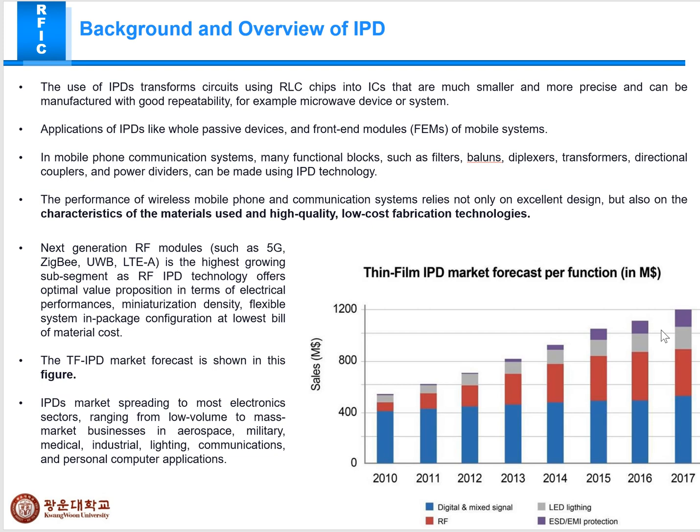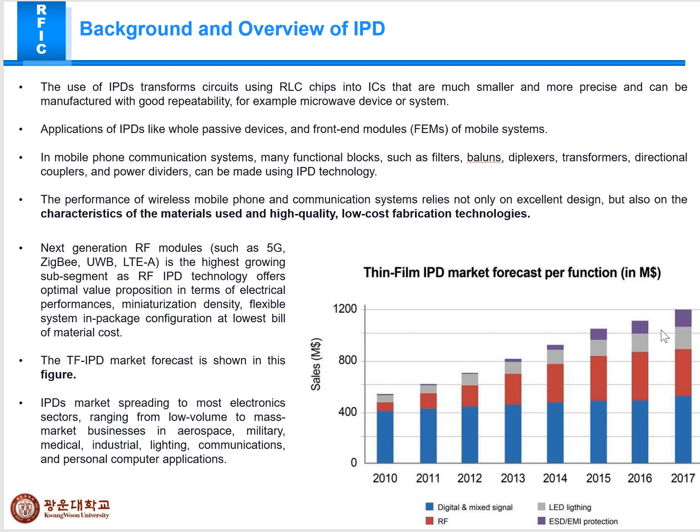Next is the continuation of the background and overview of IPD. Applications for IPD include passive devices and front-end modules of a mobile system. In a mobile communication system, functional blocks such as splitter, balun, duplexer, transformer, directional coupler and power divider use IPD technology. The performance of a wireless mobile communication system relies not only on excellent design but also on the characteristics of the materials used, and high quality, low cost fabrication is used for the development of such technologies.